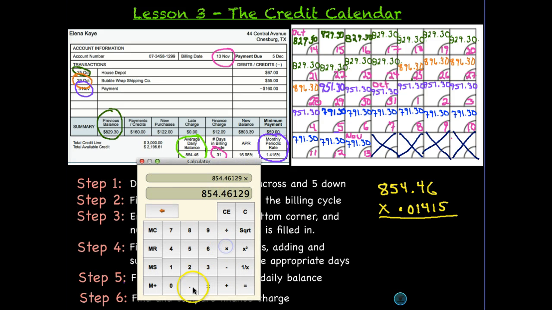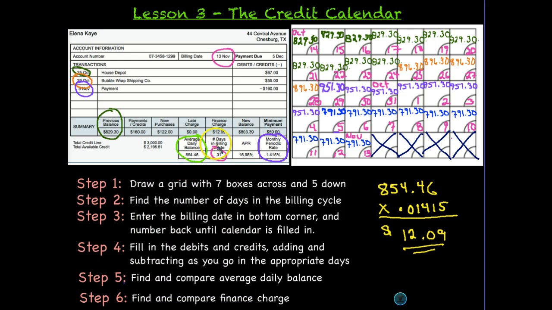So let's multiply 0.01415 and see what we get. We get $12 and approximately 9 cents. If I look at my statement up here, our finance charge says $12.09. So I have verified that my credit card is correct, and I have done some practice calculating average daily balance as well as finance charge.